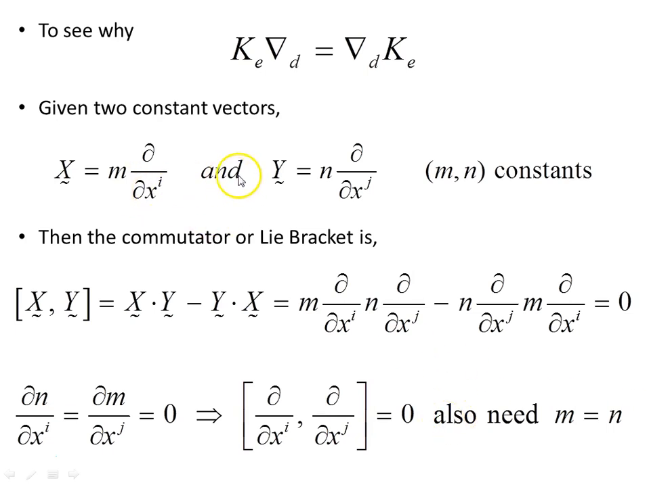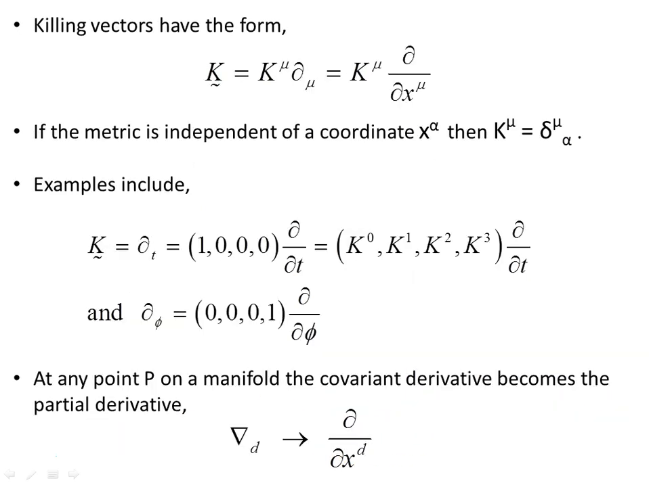In the case where you don't have m or n, this commutator automatically is 0. Now, Killing vectors have the form k equals k^mu, the upper index here, times the basis vector partial_mu, or k^mu d/dx^mu. Remember, this acts as a basis vector here. Now, if the metric is independent of a coordinate x^alpha, then k^mu is delta^mu_alpha, which is 0 if alpha doesn't equal mu, and 1 if it does. So we expect this to be a constant of 1.